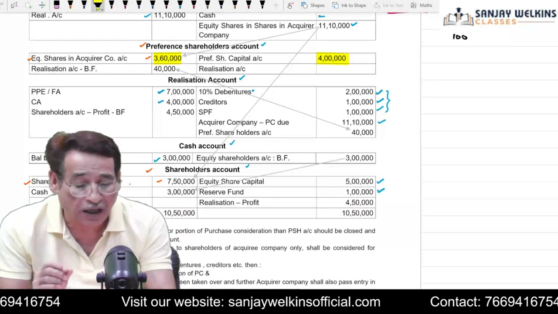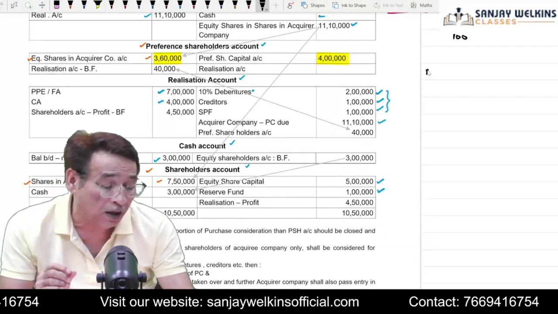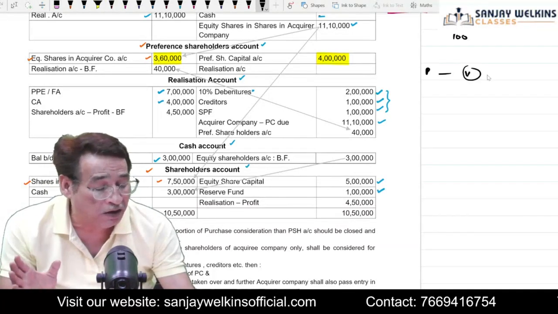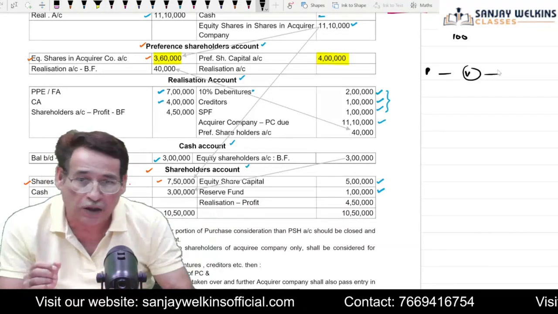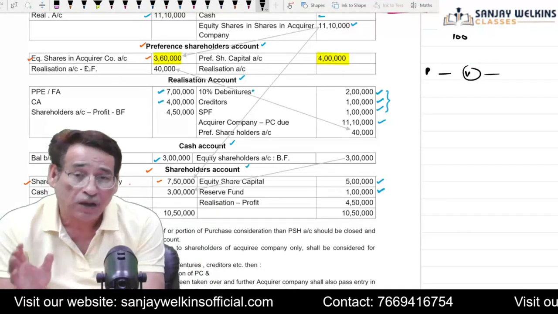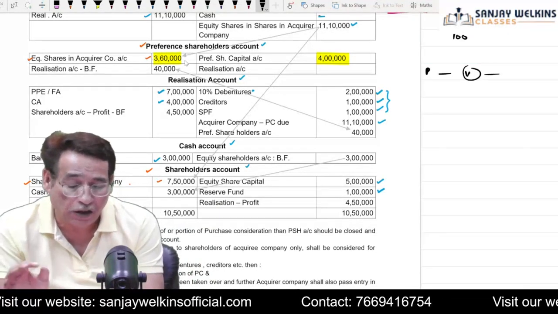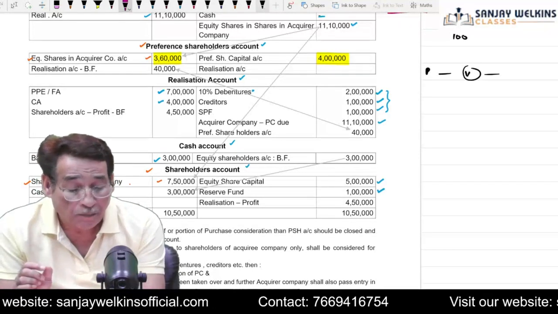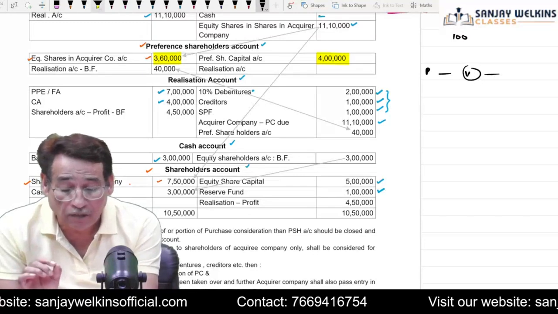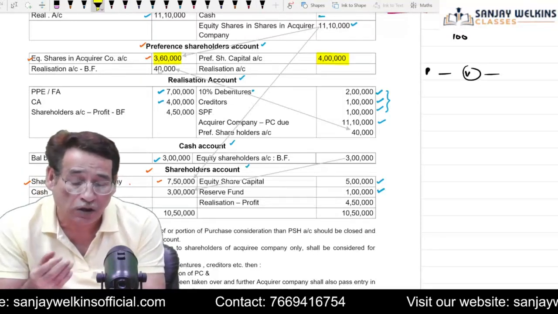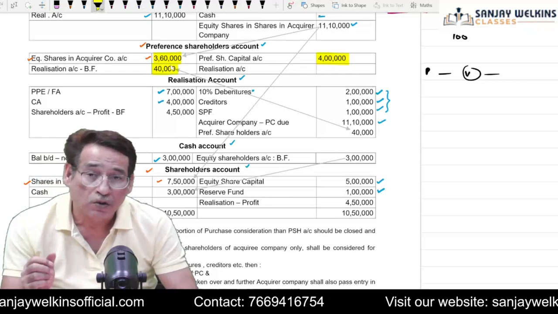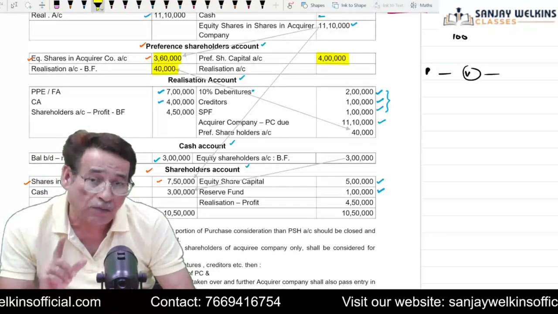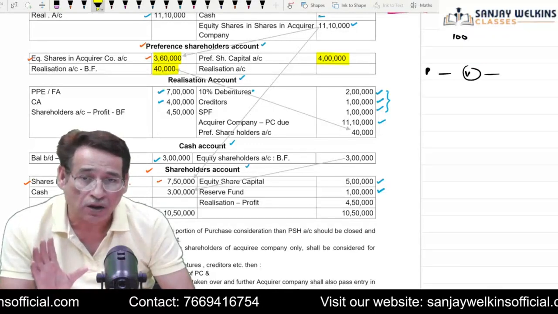No, my dear. The fact is that the purchasing company is delivering all these things to the vendor company, and then the vendor company will make the payment to its parties. Correct? So that is why 3,60,000 worth of payment will be given to the preference shareholders in full settlement. So that means the preference shareholders were worth rupees 4 lakh, but they received a payment of 3,60,000. So indirectly, it is a gain to you. In fact, whatever balance is there in the preference shareholder account will be posted to the realization account. Is it clear to you?